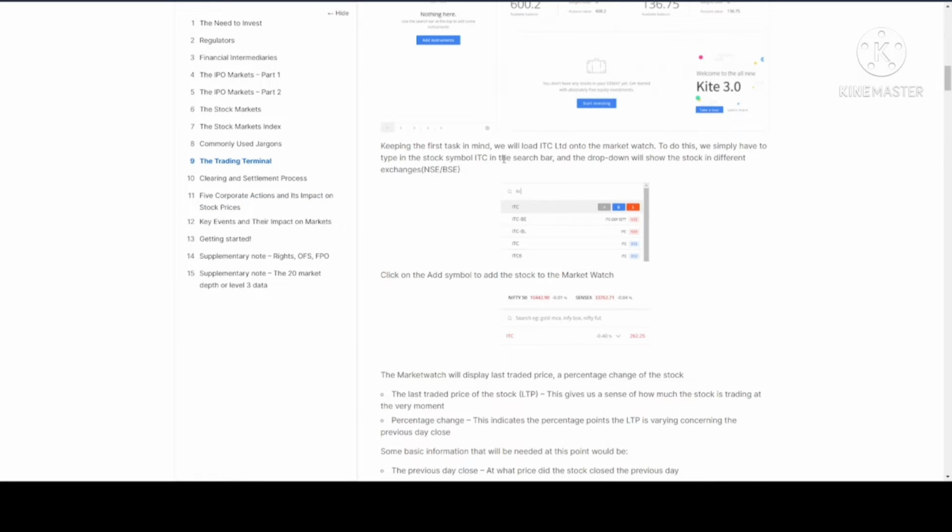Keeping the first task in mind, we will load ITC Limited onto the market watch. To do this, we simply have to type in the stock symbol ITC in the search bar, and the drop down will show the stock in different exchanges, NSE, BSE.